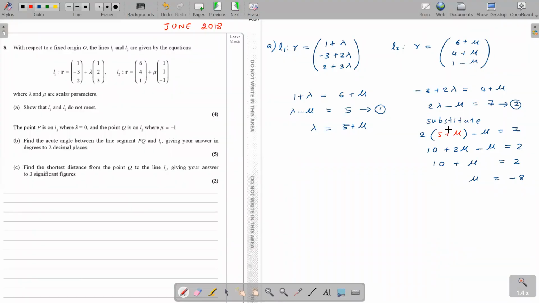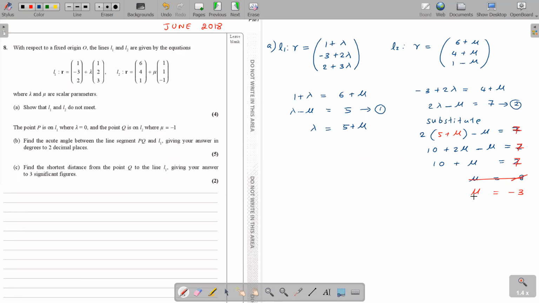Yeah, so this is 2 lambda minus mu equals 7. Yeah, so this is 7, isn't it? Then 10 plus 2 mu minus mu equals 7. So 10 plus mu equals 7. So this gives me mu equals 7 minus 10, which is mu equals -3. Yeah, so mu equals -3.